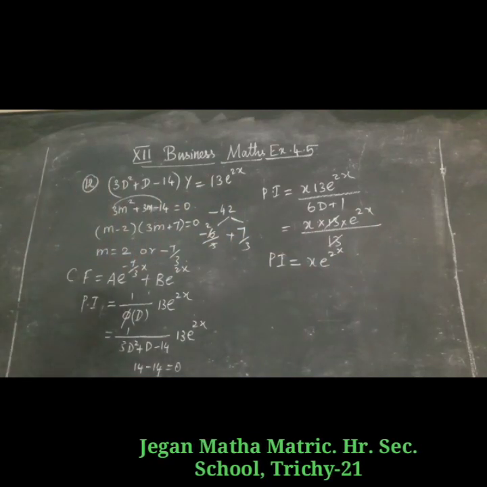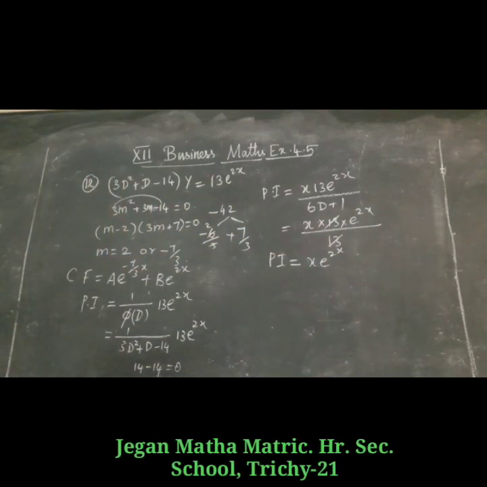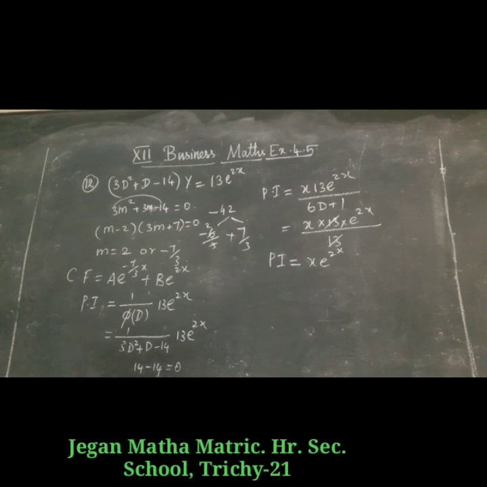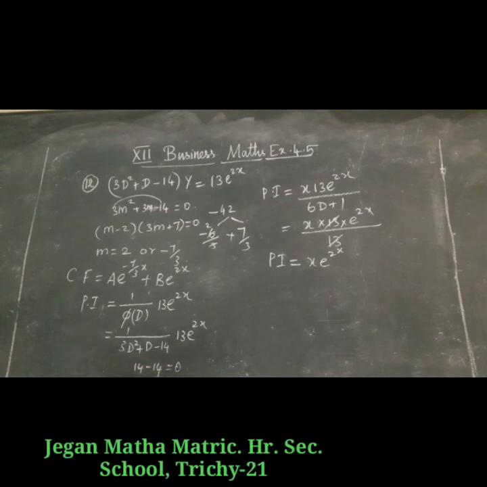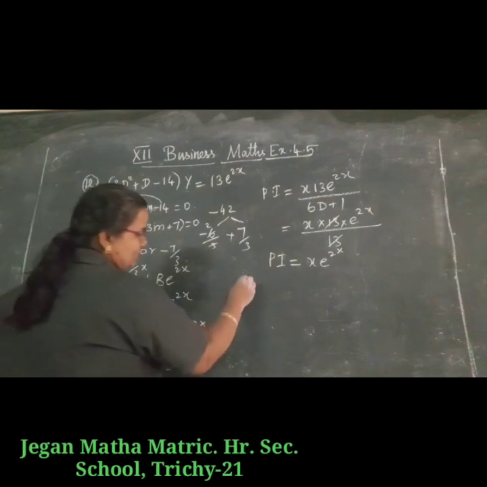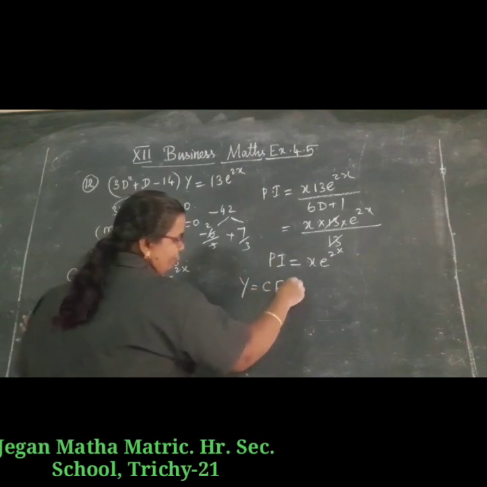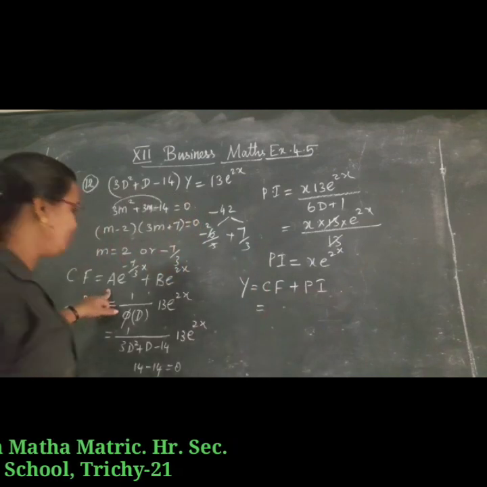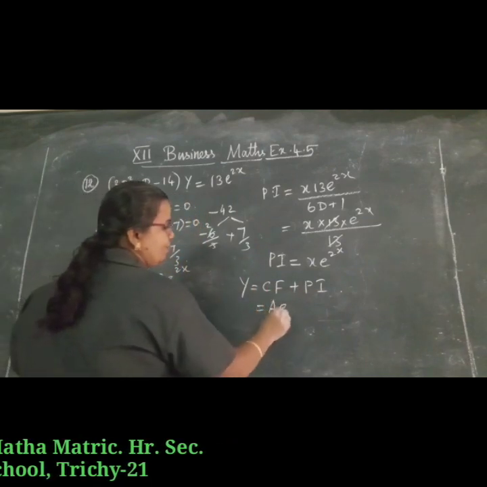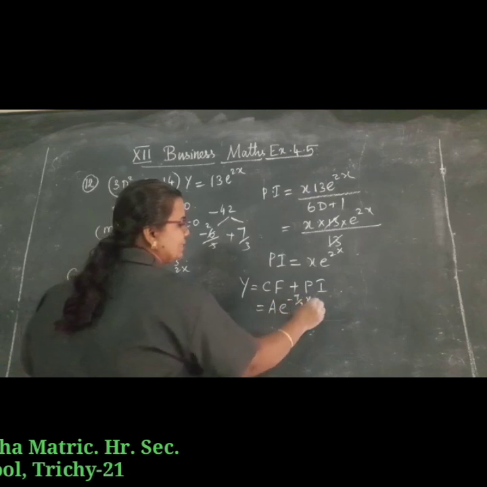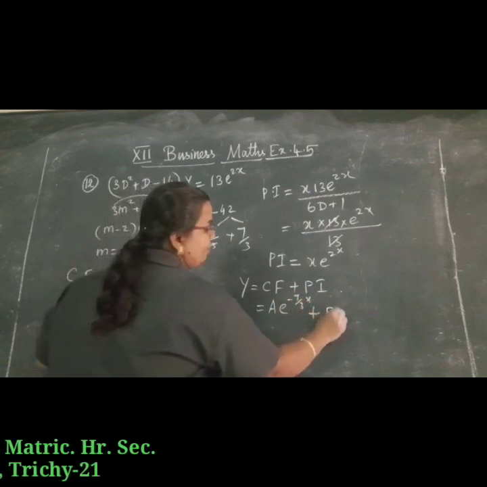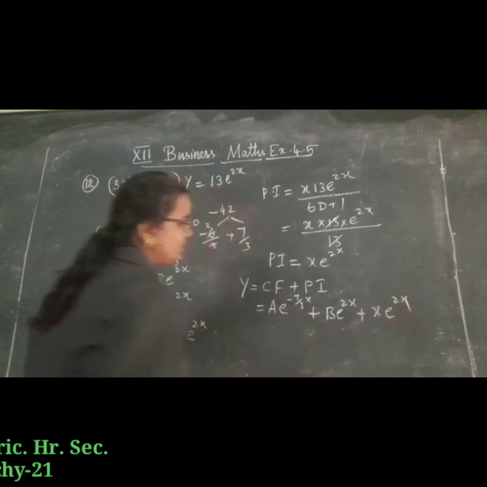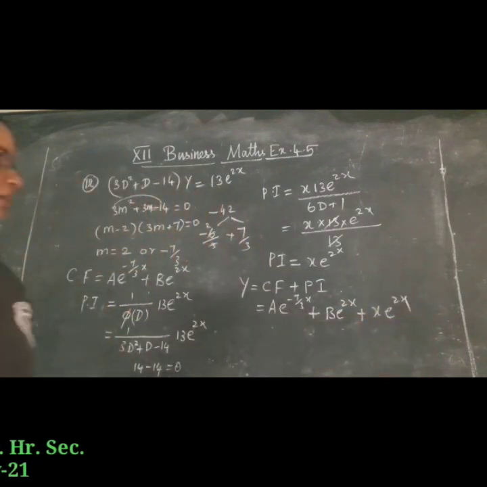So what is the formula for the general solution? The general solution is y is equal to CF plus PI. So y is equal to CF plus particular integral. What is the complementary function here? A e power minus 7 by 3 x plus B e power 2x plus x e power 2x is the answer.